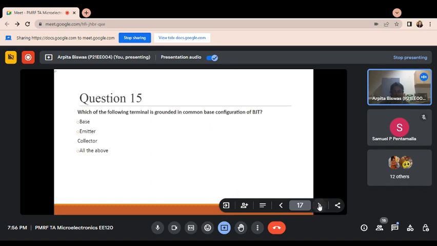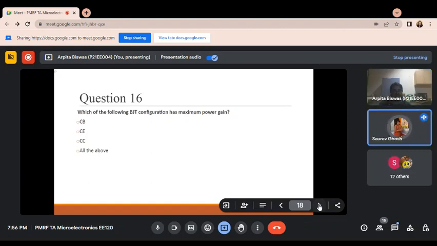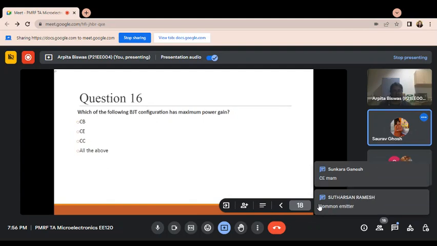Next we are moving to question number 16. Which of the following BJT configurations has maximum power gain? Common base, common emitter, common collector, or all of the above? Then the common emitter, option B. Can you explain a little bit whatever you know about this?